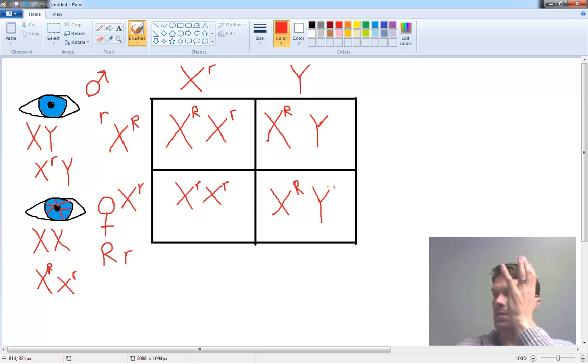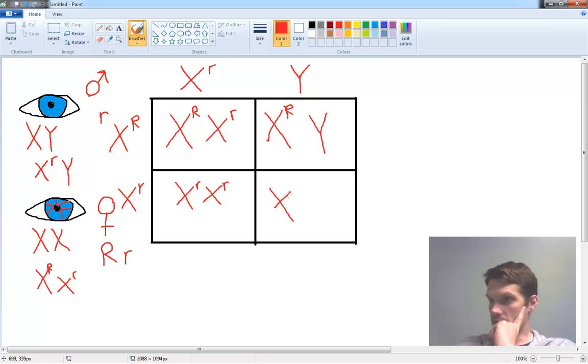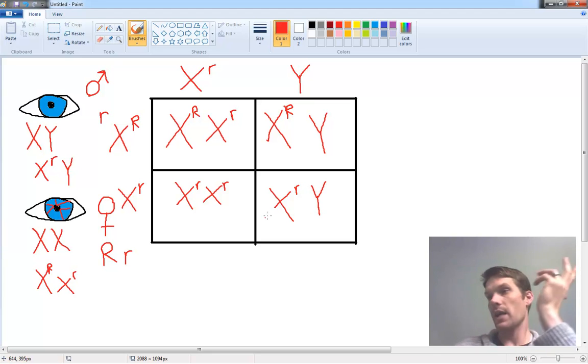I can ask questions. We can answer questions about the probability of their children having colorblindness. Oops, this is wrong. Oops, wrong. So this should be X big R Y here. That one was fine actually. But this one should be X little r Y. So the first thing we can ask is, what's the probability that they will have a boy or a girl?